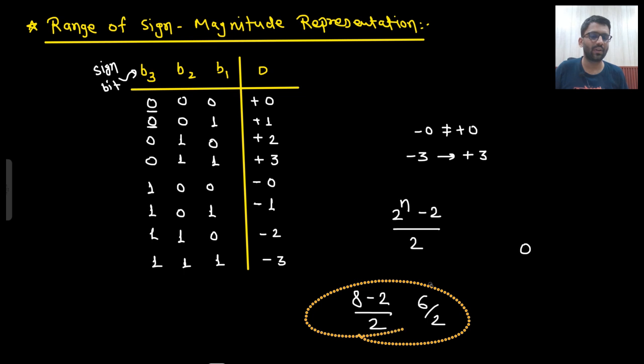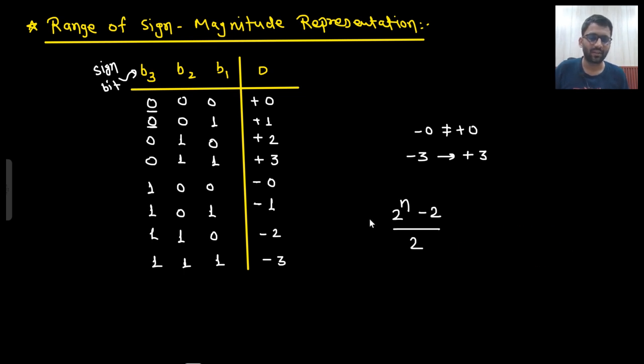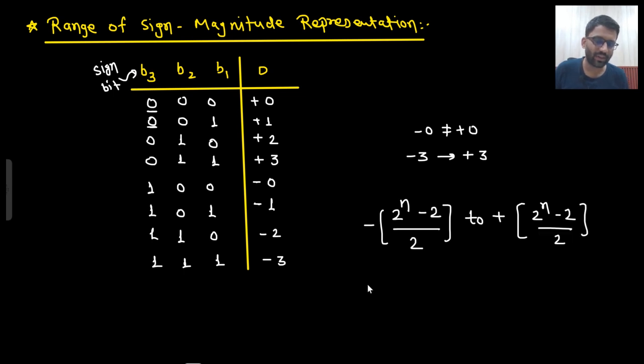Are you getting this thing? If you are not getting it, then you can simply remember it. So from minus 2 to the power n minus 1, minus 1, to plus 2 to the power n minus 1, minus 1. Very important. This is the range.